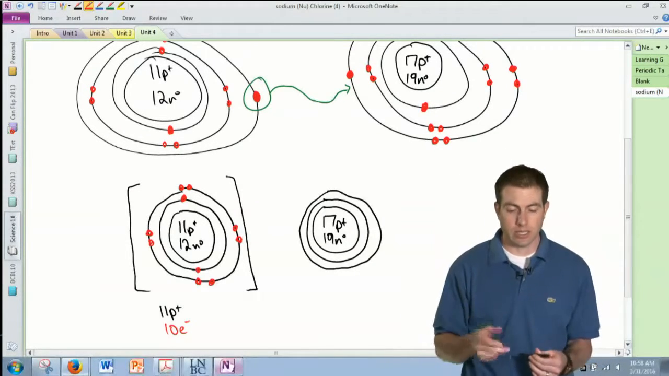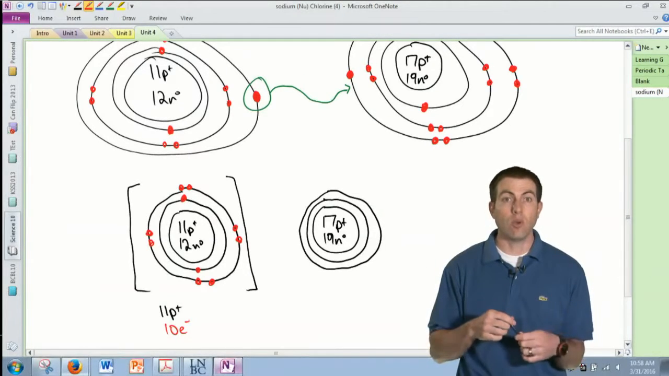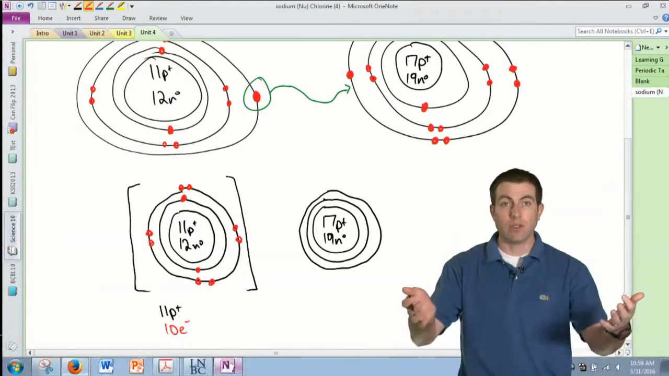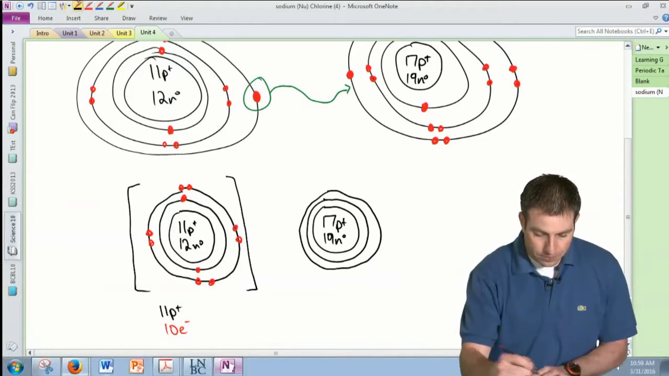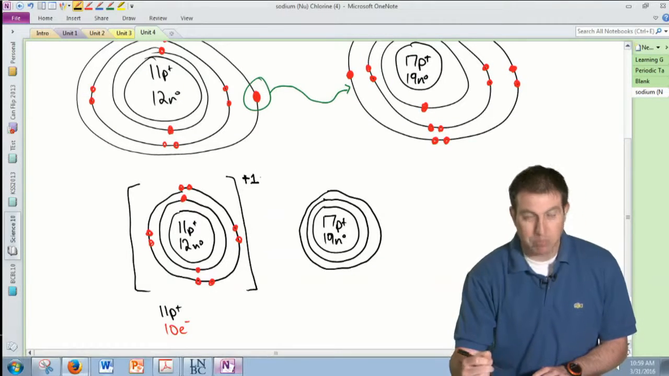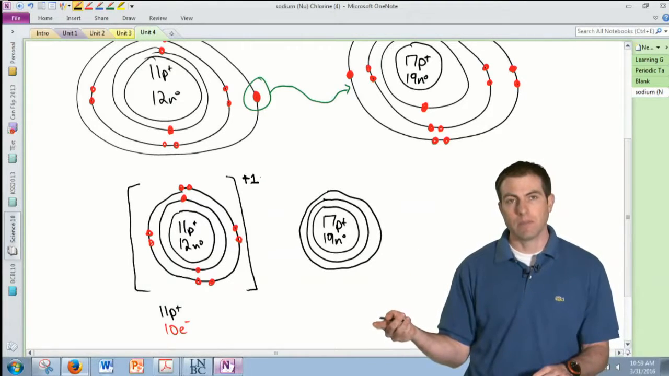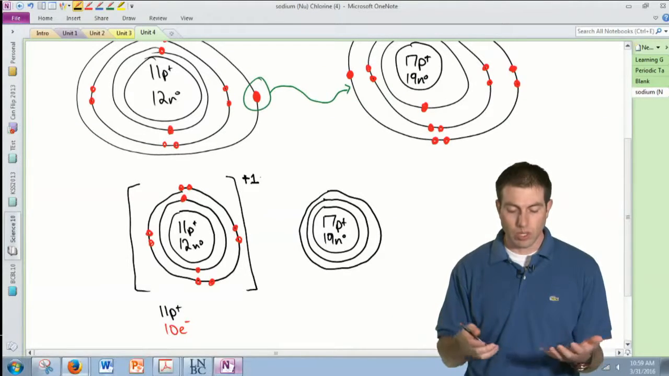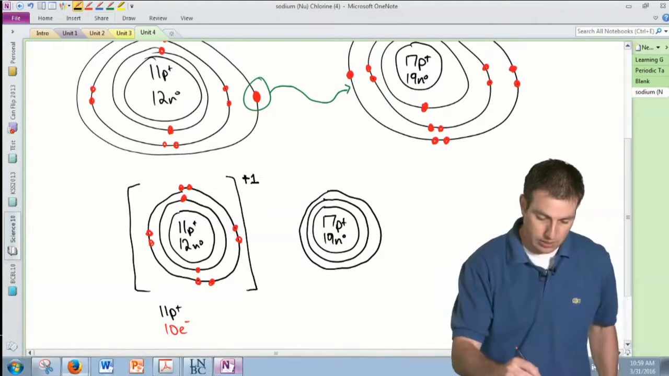Getting back to your question, Taylor, from the beginning, we put the brackets when we've lost or gained electrons to show that it's no longer balanced in terms of protons and electrons. It's gotten rid of an electron. So now it has an extra proton. So up in the top here, I'm going to write +1, because it has 1 extra proton. So because it lost the electron, it actually has an overall charge of +1. The charges are imbalanced by 1. It's not always 1, but in this case it is.